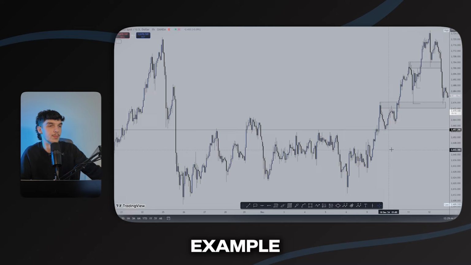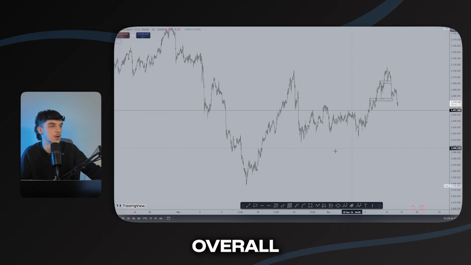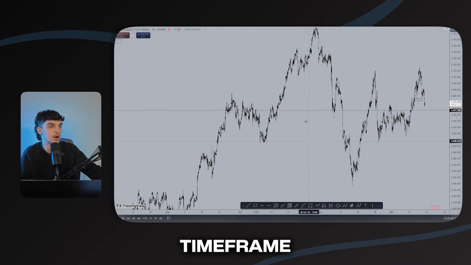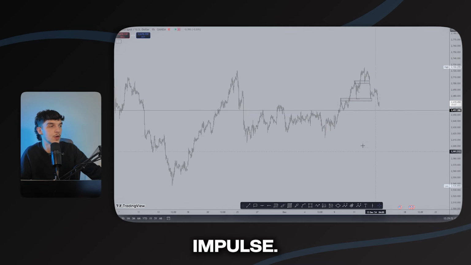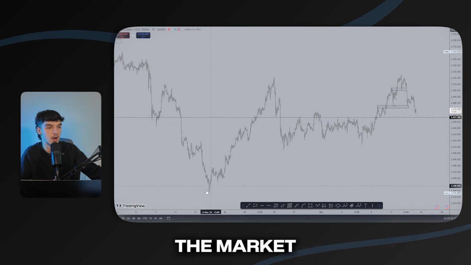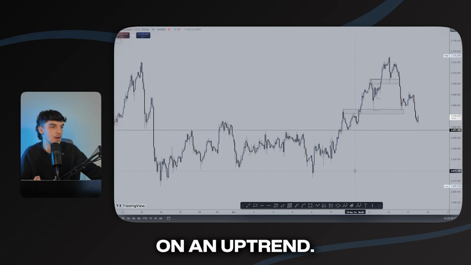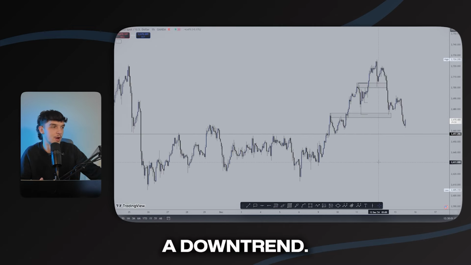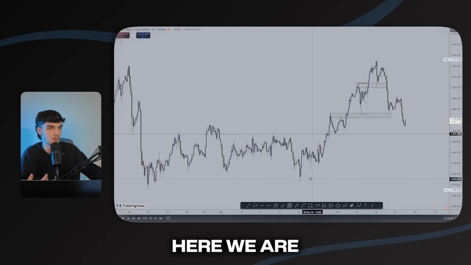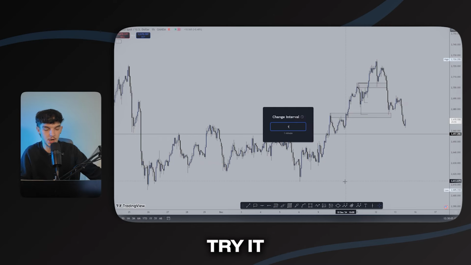So this is a perfect example of people trying to short the market when they don't need to. Overall, on the hourly time frame, this is a big downtrend, but this is an uptrend from that downtrend, from this impulse. So we're going to be playing a continuation because the market hasn't gone and swung this strong low. Okay, so we are on an uptrend, but overall, yes, we are on a downtrend. But on this period here, we are on an uptrend, so we do not trade against it.